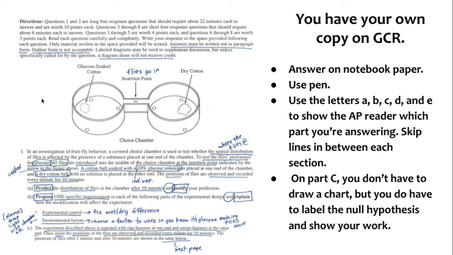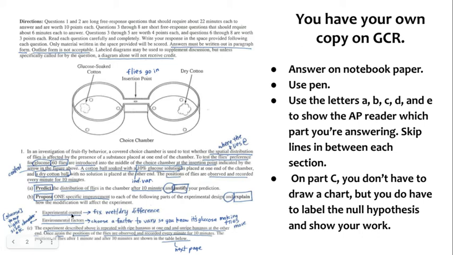Okay, so there are, like I said, several different parts to this. Part A, you're going to predict the distribution of flies, where the fly's at, after 10 minutes, and you have to justify your prediction. So, you decide, are they going to be on the dry cotton ball side, or do you think they'll be on the glucose soaked cotton ball side, and explain why, justify. Part B, you're going to propose a specific improvement to these two parts of the experimental design and explain how that modification will affect the experiment.